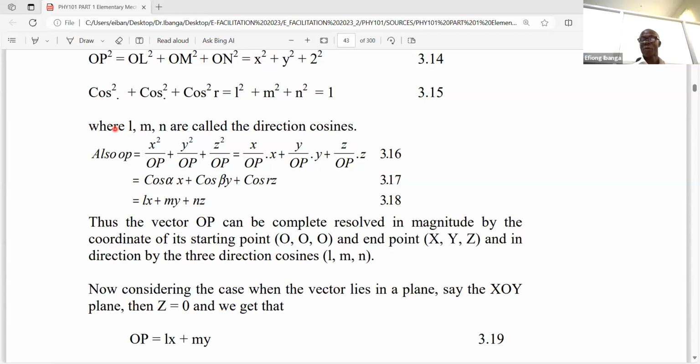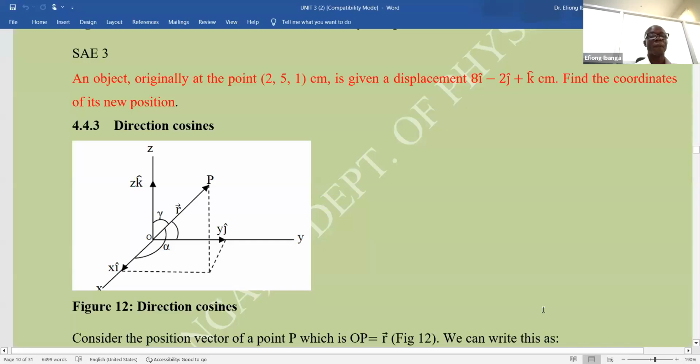Now, very soon you are going to see the solution. So maybe I shouldn't even write the solution. Let me open it straight to it. Let me show you what I've done. All right, gentlemen and ladies, this is what I want us to share. Unit 3. Can you see it? Direction cosines.